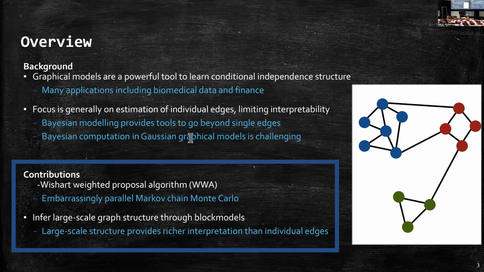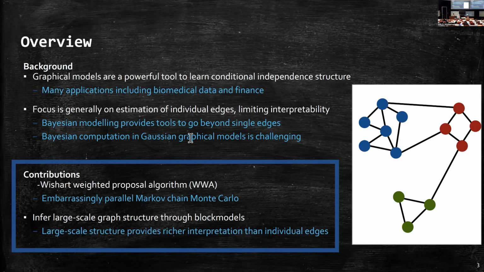But if you want to make full posterior inference, then it becomes quite challenging. So in this talk, I will focus on some work we have done, in terms of contribution to MCMC schemes to perform posterior inference on graph space. We propose what we call the WWA algorithm, which is a Wishart weighted proposal algorithm. This type of algorithm can be easily parallelized, offering obviously some computational advantages.